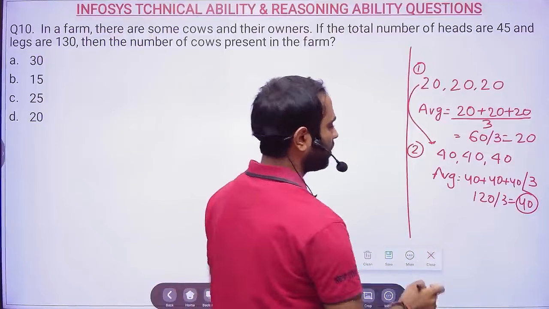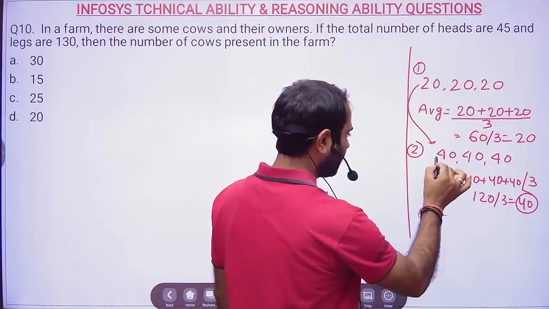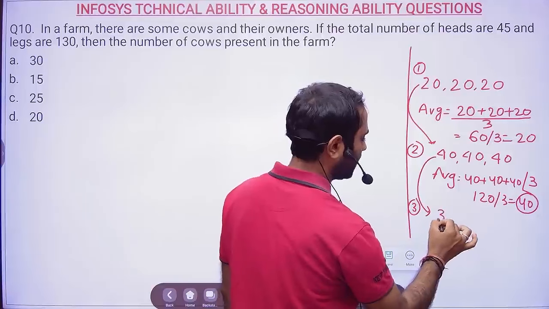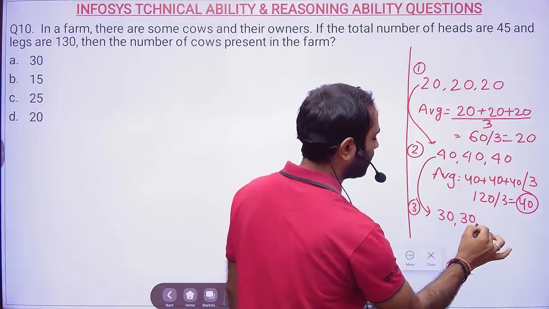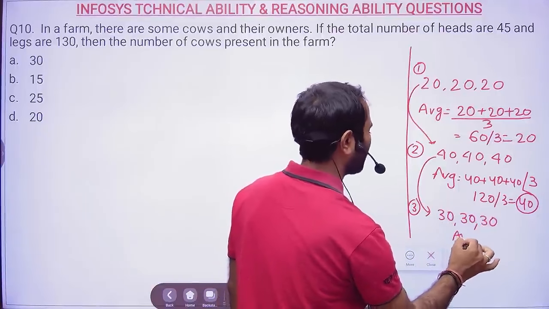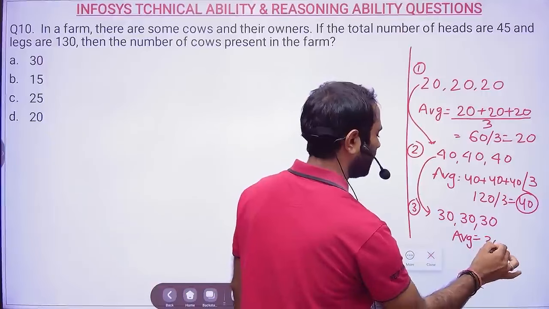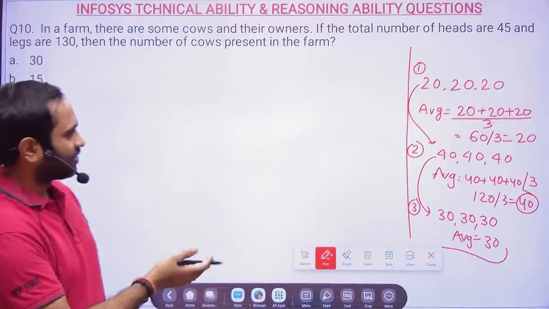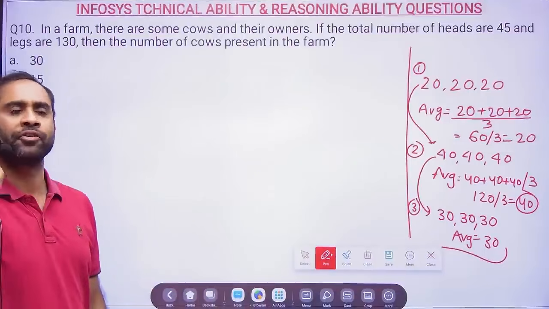Now, fine. If I subtract 10 from all the numbers, then it will become 30, 30, 30. What will be the average, sir? Sir, now you are irritating us, sir. Average will be 30. Numbers are same. This question is based on this simple logic.